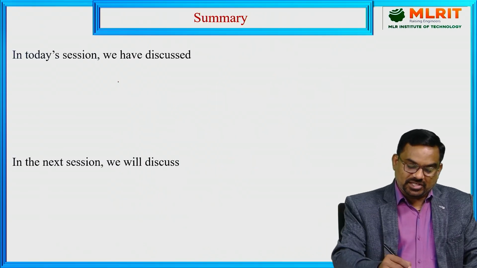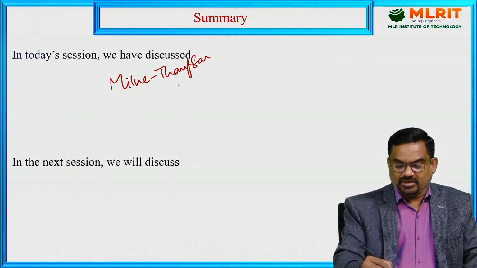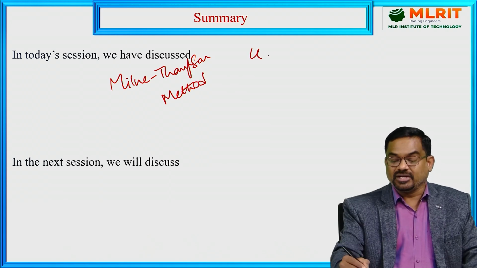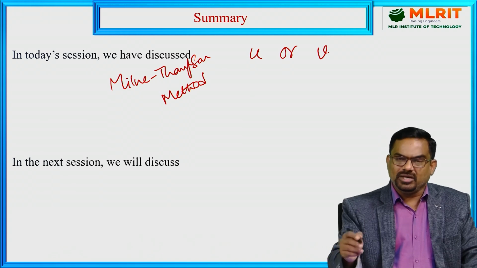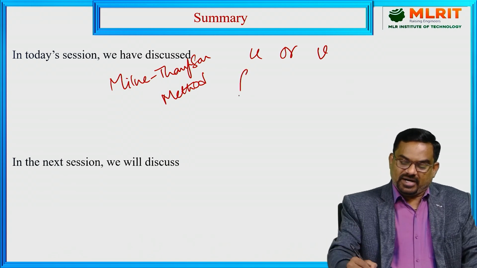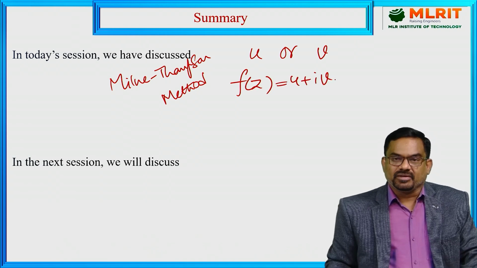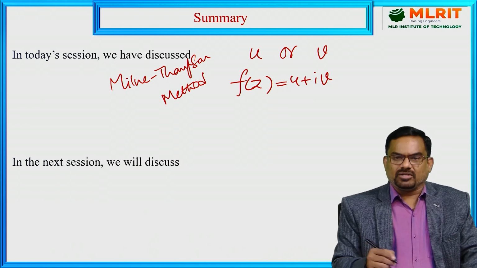So in today's session, we have discussed the Milne Thompson method. This method is used to construct an analytic function if the real part or the imaginary part, u or v, only one function is given or known to us. We can construct this f of z in the form of u plus iv, which is an analytic function. So in the next session also we continue the same.